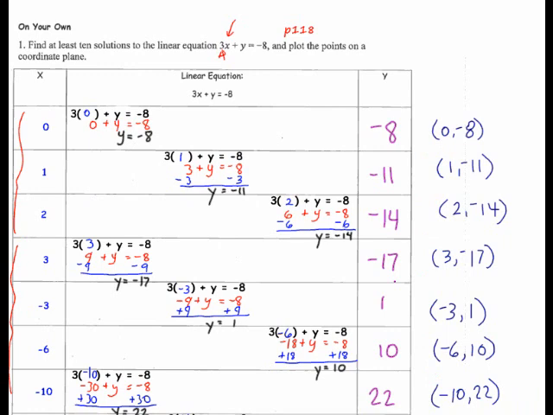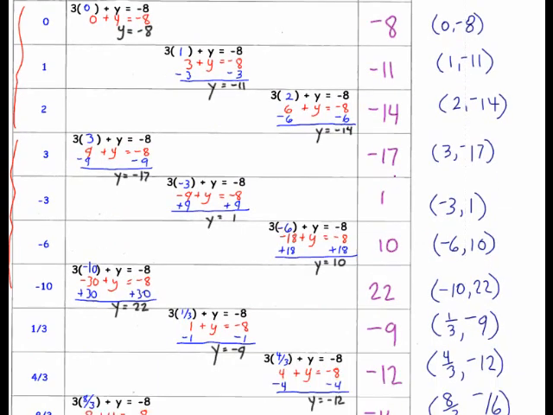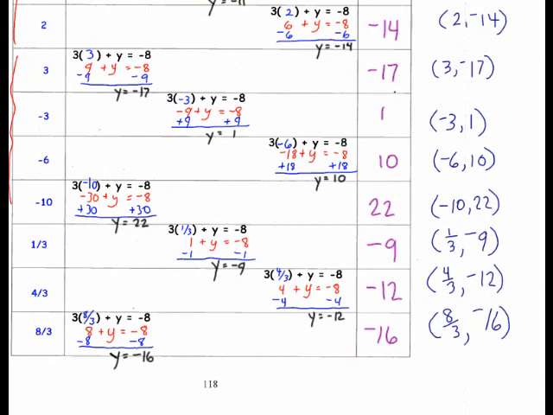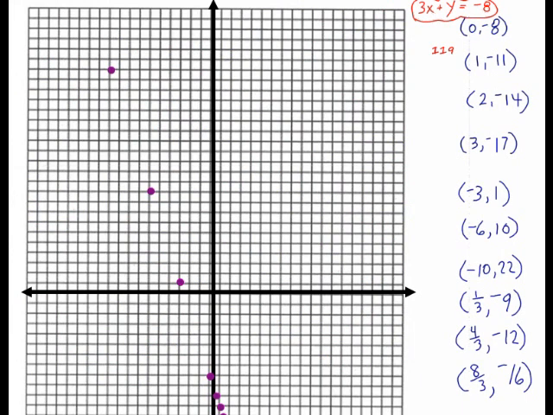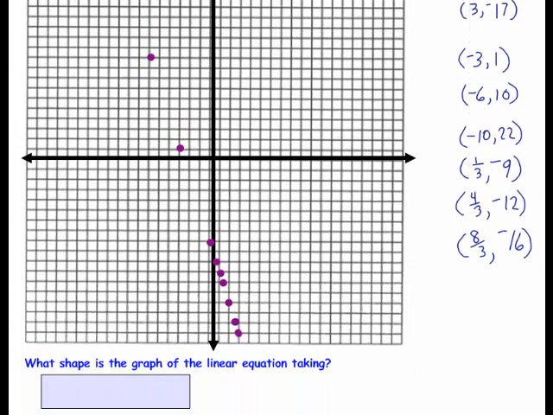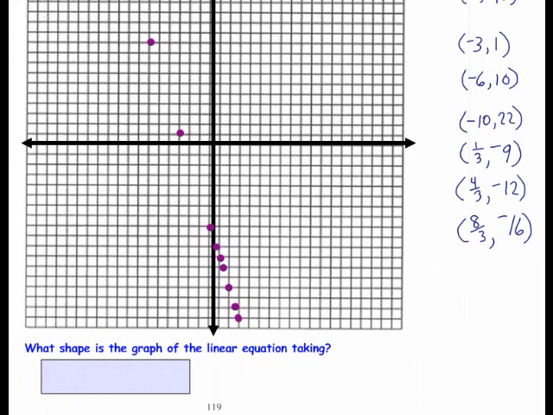Then, let me show you the whole page. Then, graph those ordered pairs on the coordinate plane. This is what the solutions looked like for the values that I have chosen. What shape is the graph of the linear equation taking? It appears to be a line.